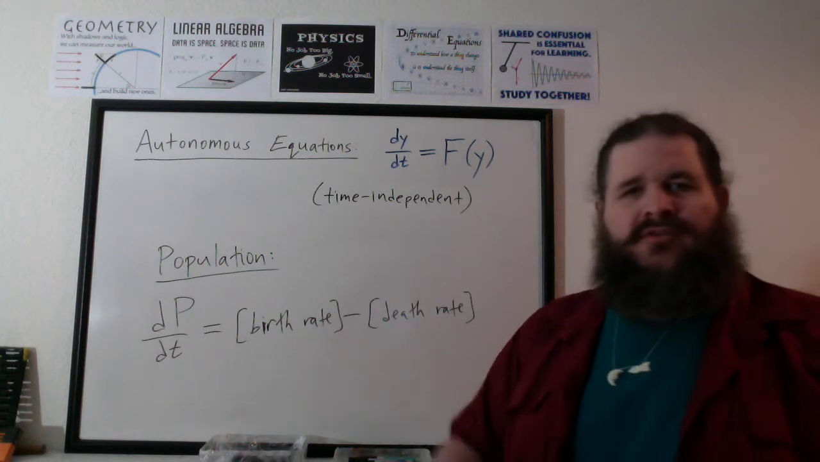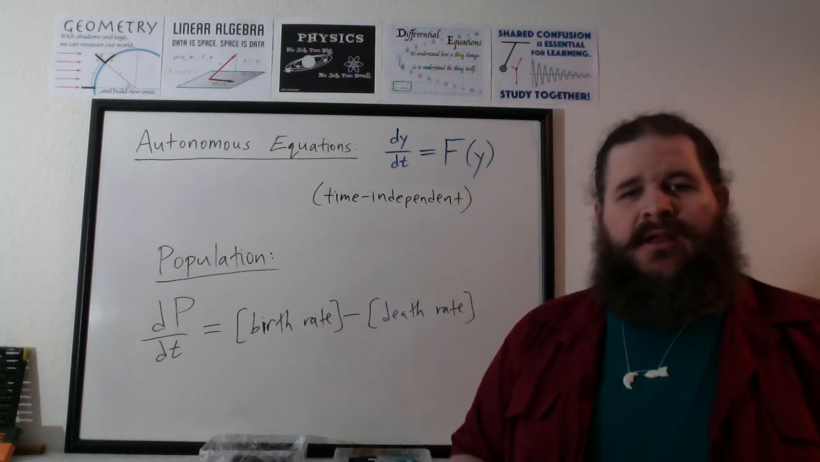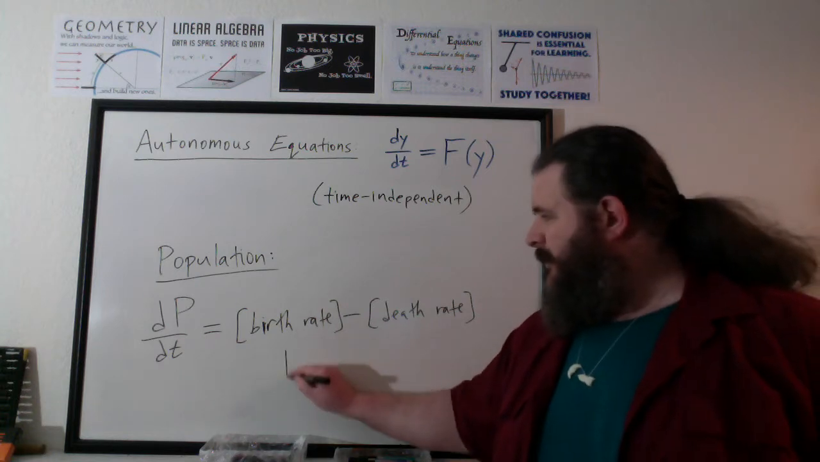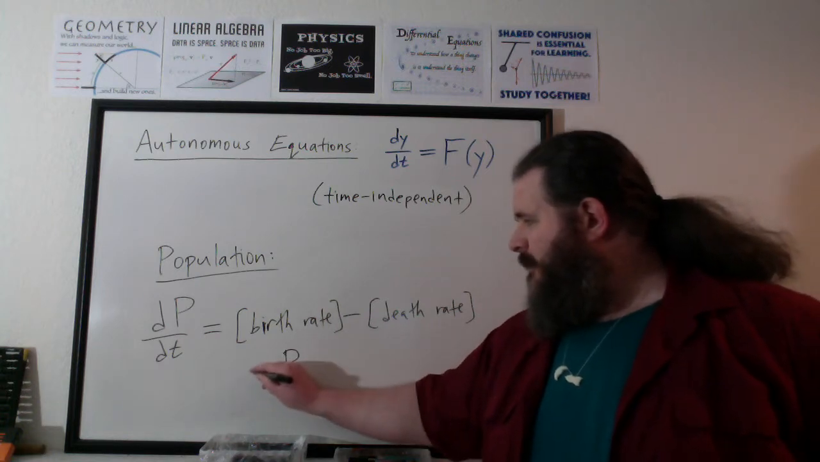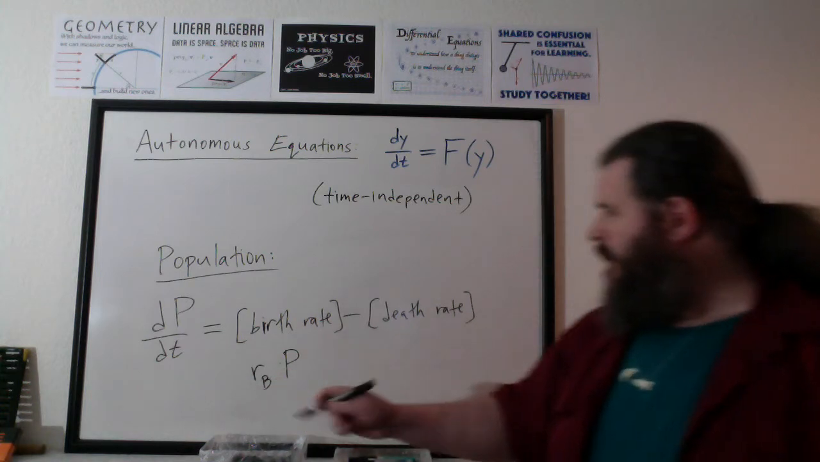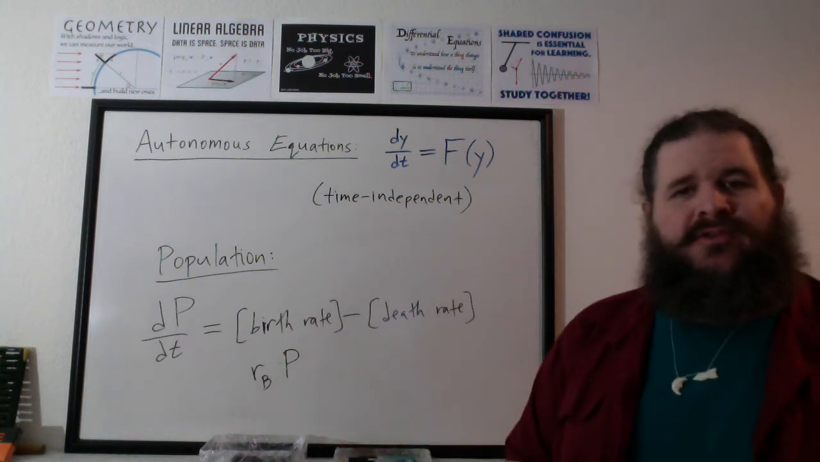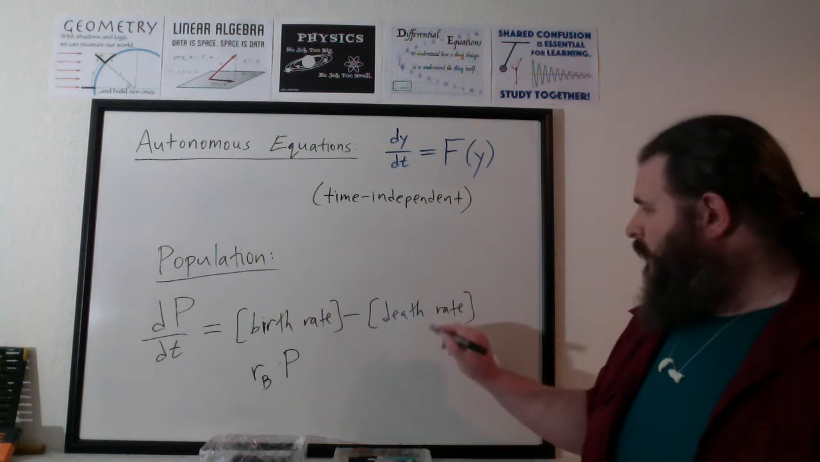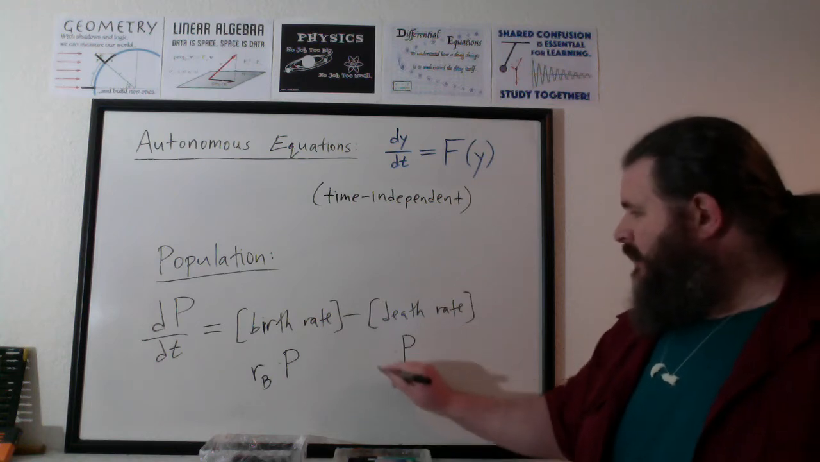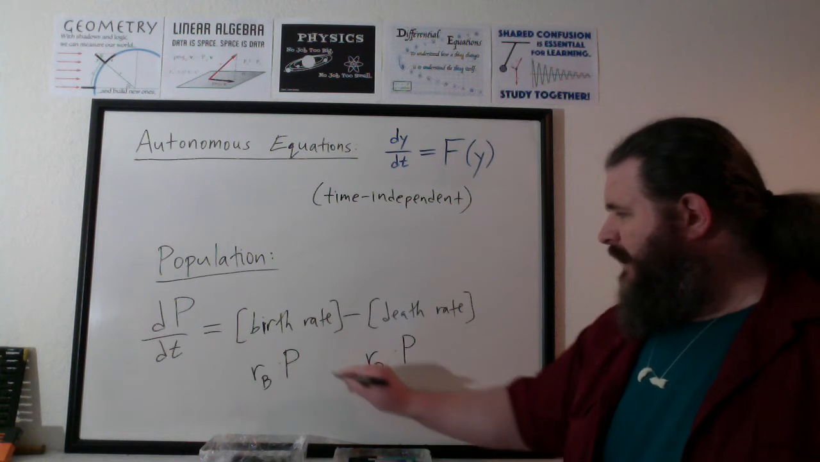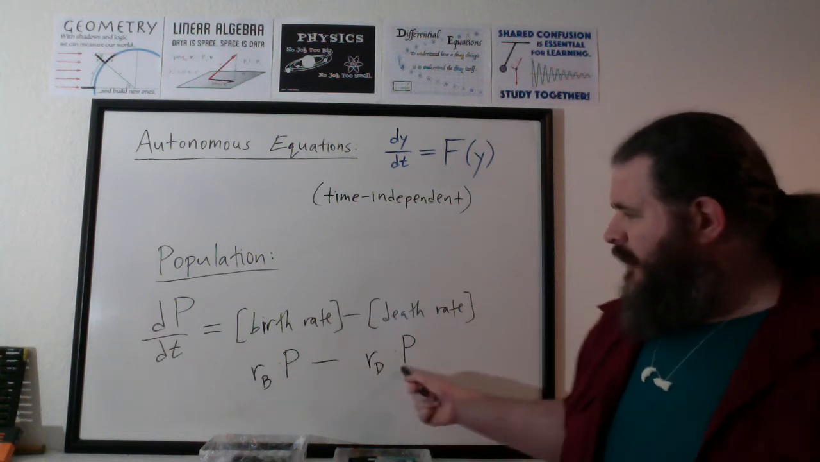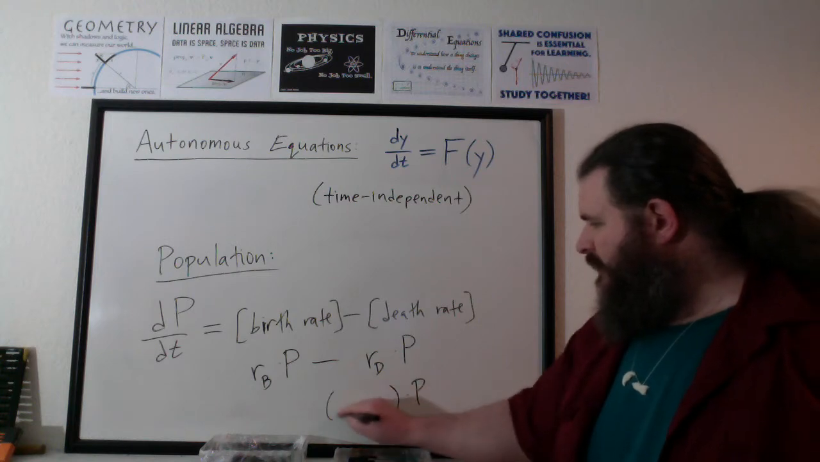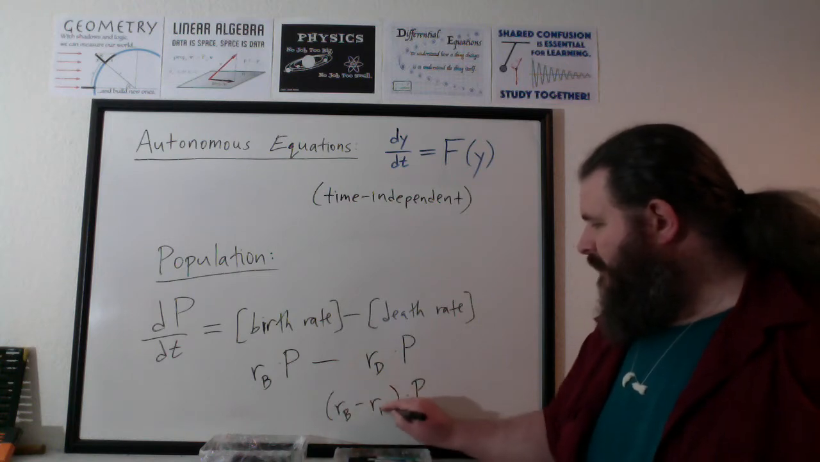For birth rate, presumably in any given interval of time, a certain percentage of the population gives birth. So the birth rate is going to be the population itself times some fractional birth rate. Likewise for death rate, presumably a certain fraction of the population dies every year, or whatever the time interval is. So death rate will be population times some fractional death rate. Subtract those, and note that we can factor out population, and just get population times some combined constant.